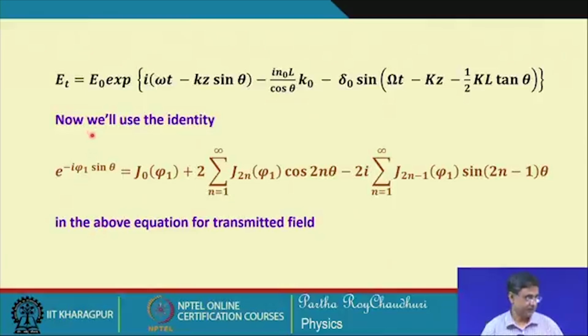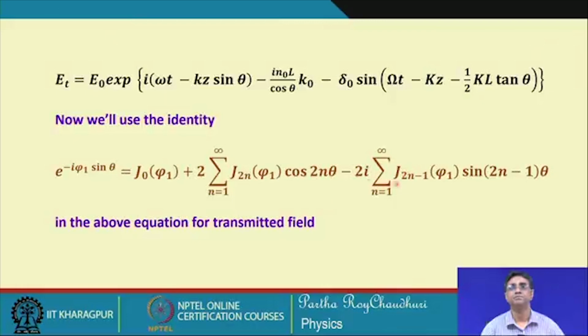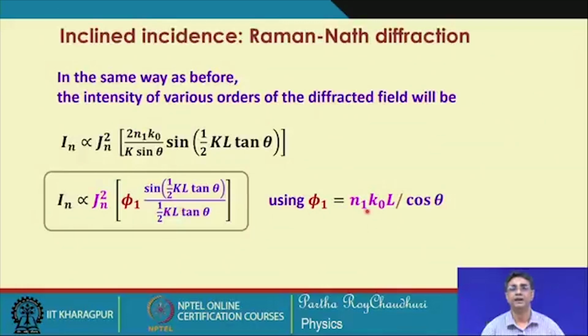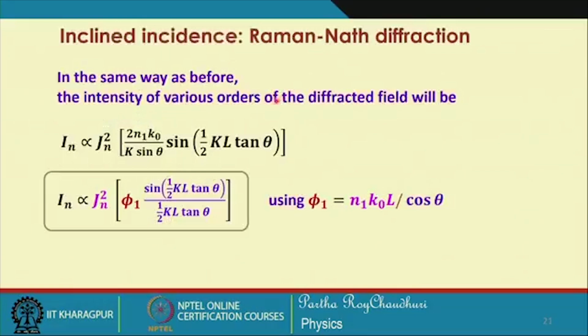Now, this transmitted field, once again, if you look at this equation, you have e to the i omega t, then e to the i of this quantity and this quantity. So once again you have e to the i phi sin theta, it has this form. So this phi 0, phi 1, this phi 1 is given by this equation, n1 k0 L by cosine theta, you can see k0 L by cosine theta. So this is your phi 1.